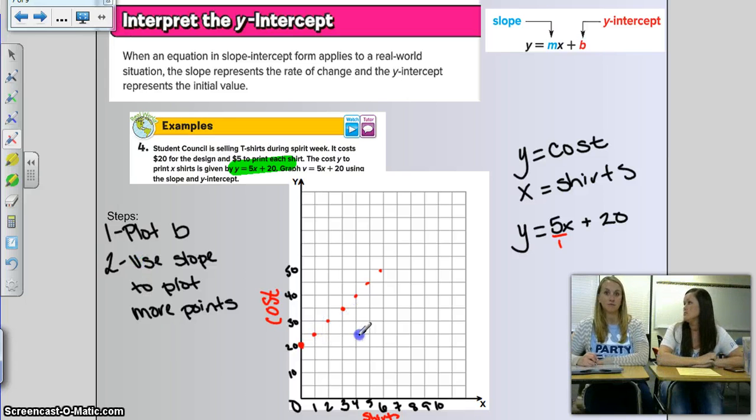Or not. Well, in this case, we would not. You can't connect the dots, you can't have half a shirt. So we're not even going to connect the dots. Right. So there you go. But this is linear, in a straight line.